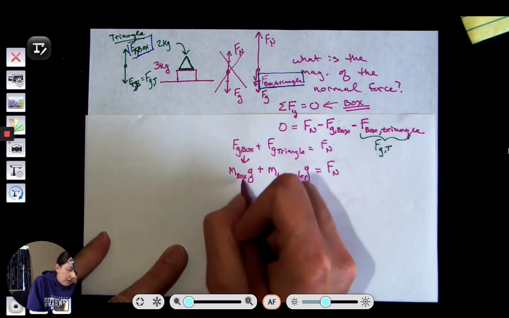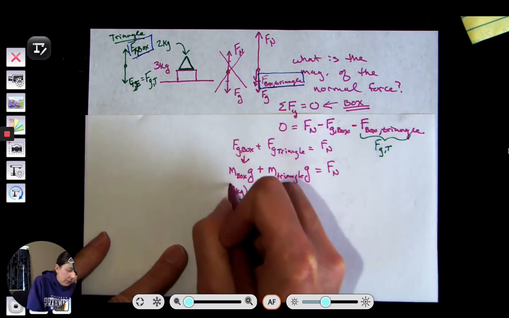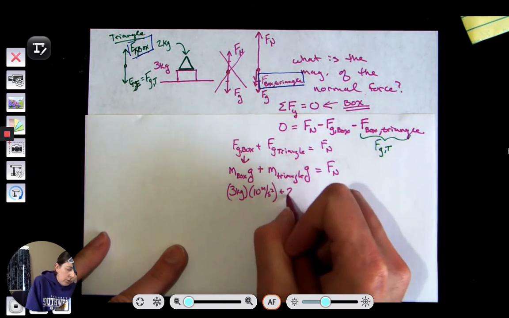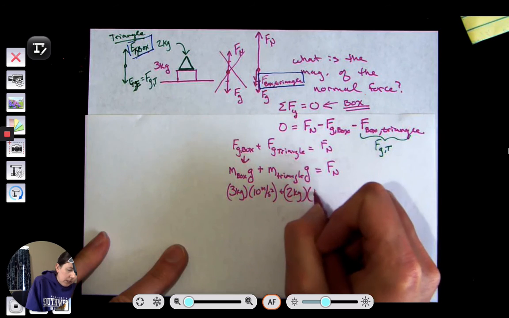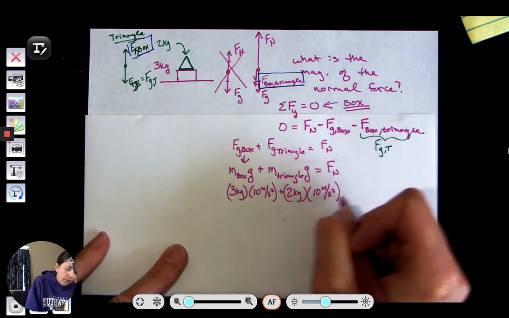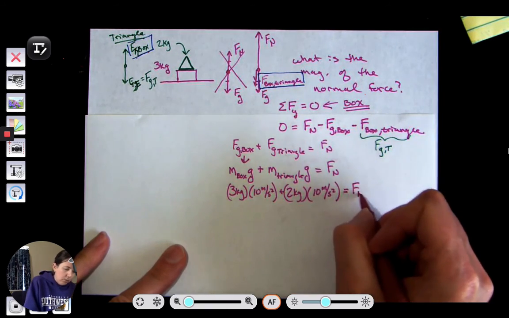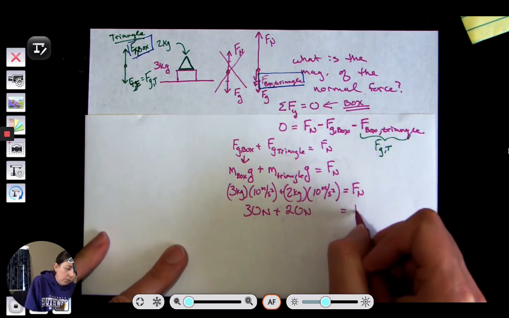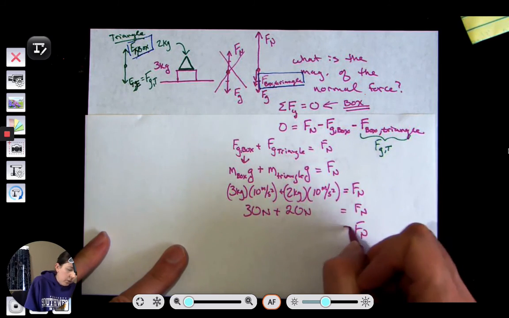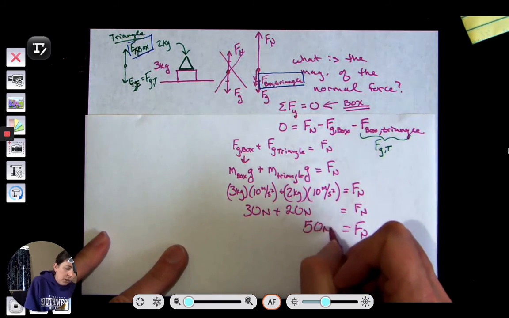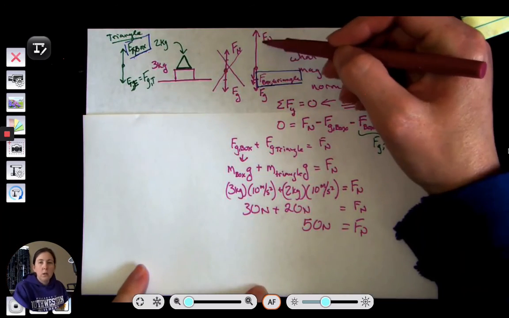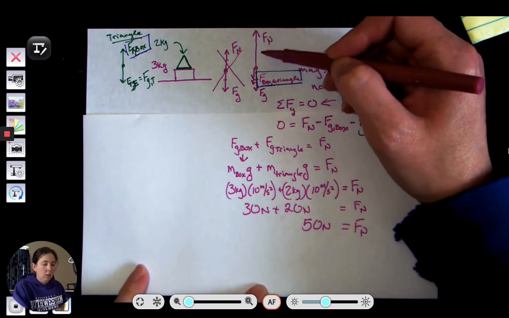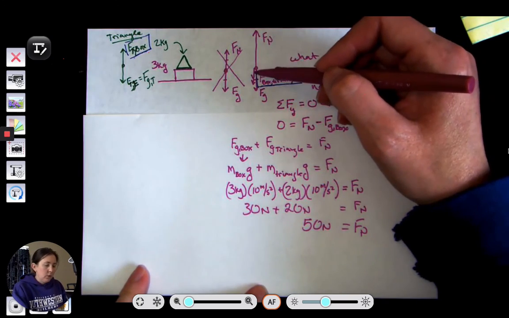And so the mass of the box, 3 kilograms times 10 meters per second squared, plus the mass of the triangle, 2 kilograms times 10 meters per second squared as the gravitational field strength, equals our normal force. So 30 newtons plus 20 newtons is the normal force, or 50 newtons, which is why I drew this force as being bigger than these two, because it is the sum. This is going to be 50 newtons, 20, 30.